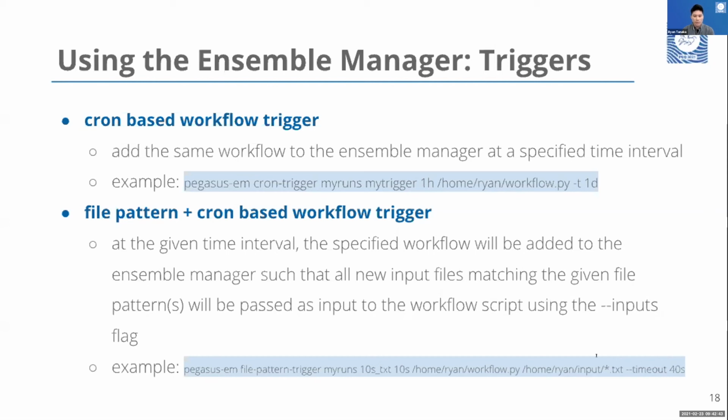So this is really useful when you periodically have data coming into some directory, and you want to process it on regular intervals. So that's something common. It's basically like having these triggers watch on this input directory, and the Ensemble Manager will sort of take care of the rest and keep submitting workflows using those files as inputs.